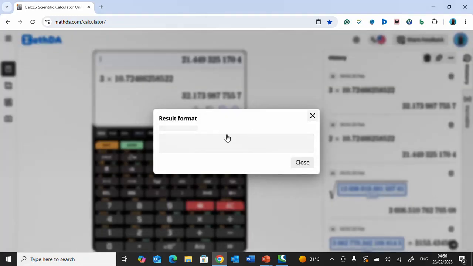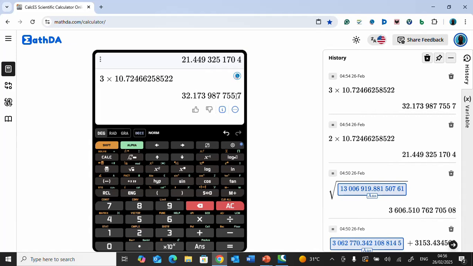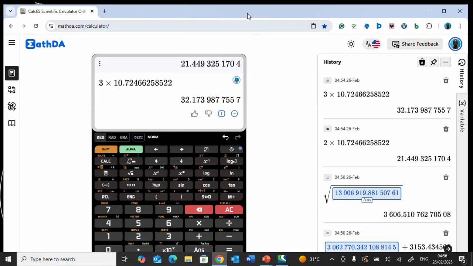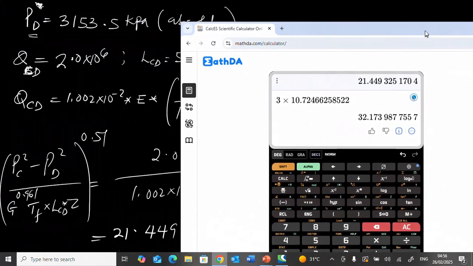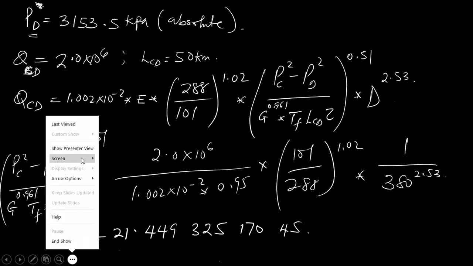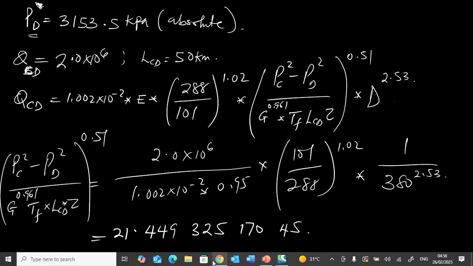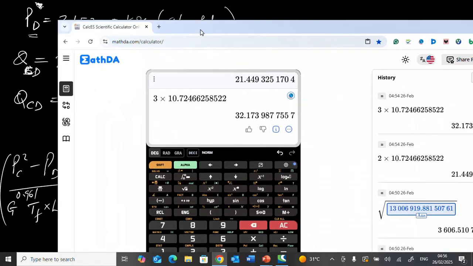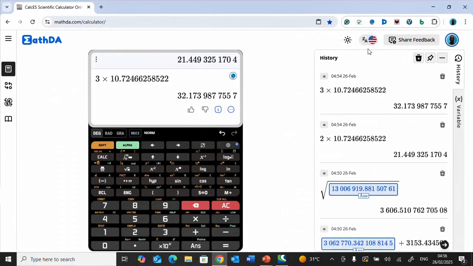Okay, no, I can't copy. I'm supposed to copy this answer. Let me see if I can copy the answer here. No, cannot. All I can do is write it down. Let me just minimize. So can I? No. So let me just expand.